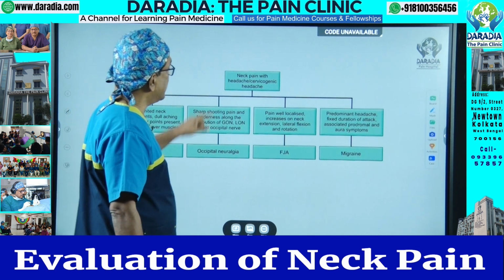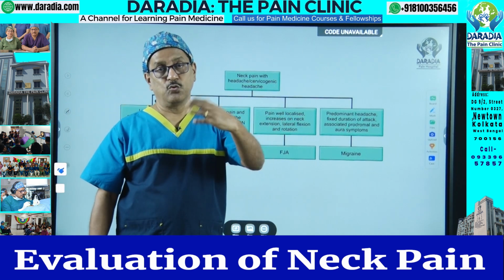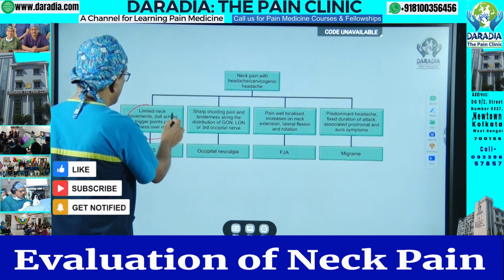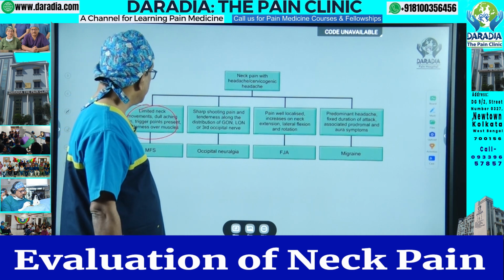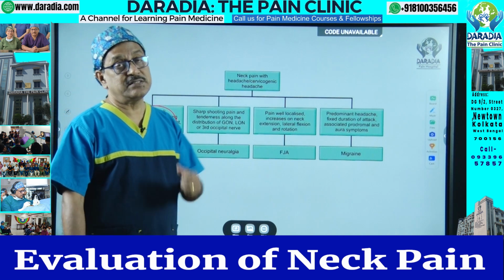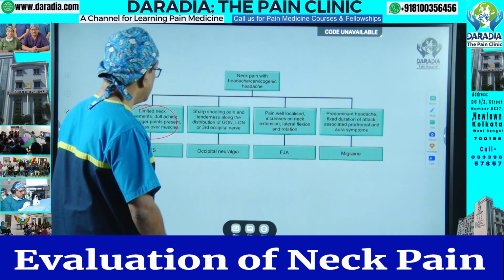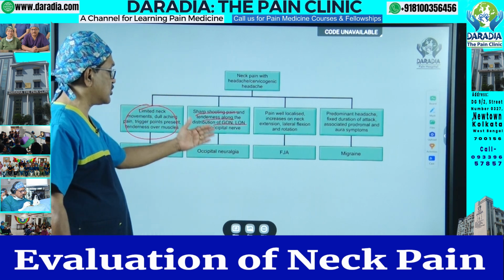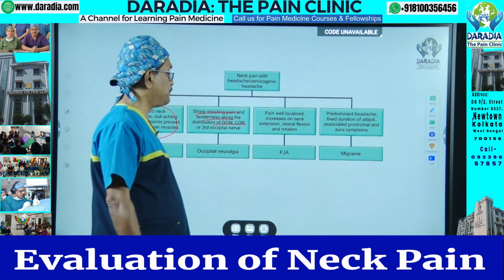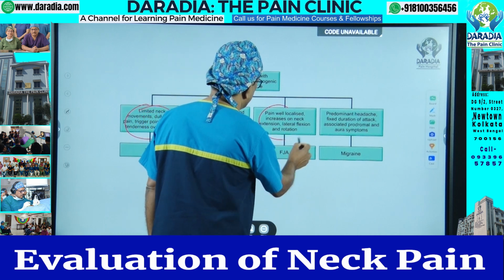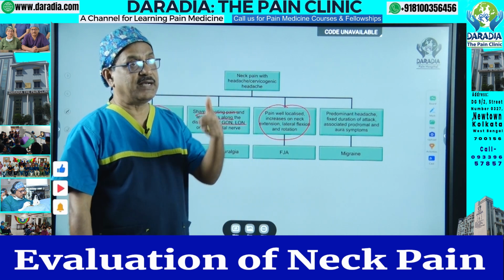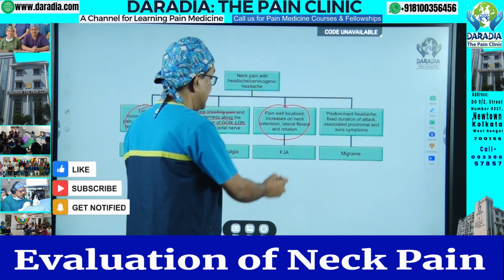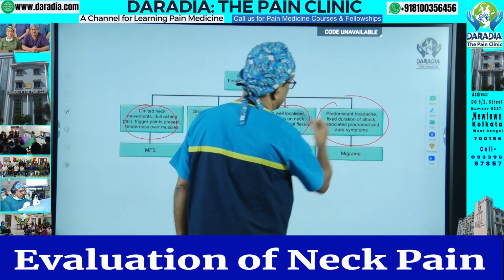Then comes neck pain with headache, which we call cervicogenic headache. One is limited neck movement, a dull aching kind of pain, and trigger points; then it is myofascial pain. Then if there is sharp shooting pain along the distribution of the greater occipital, lesser occipital or third occipital nerve, then it is occipital neuralgia. Then if the pain is well localized, mostly on one side, with local tenderness and a positive Jackson compression test, then it is cervical facet joint, and sometimes it can be migraine also.